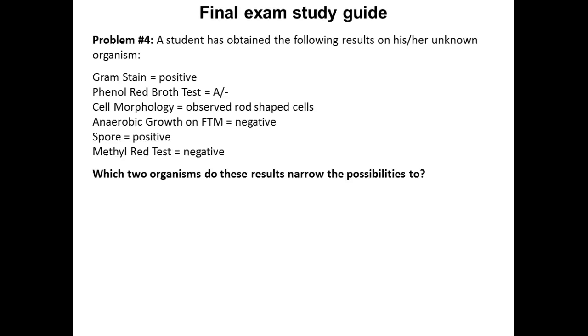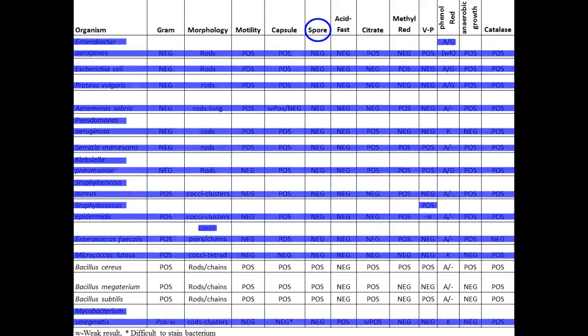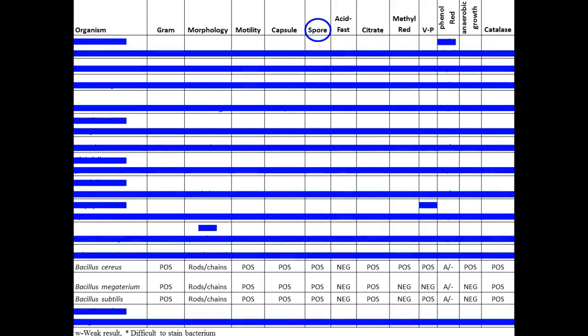Now for the next one, you ended up with 2 possibilities again, right? Which 2? 2 Bacillus, right? Bacillus megaterium or Bacillus subtilis. So the spore is a dead giveaway when it comes to Bacillus, right? Because those are our spore formers. So we can eliminate it down, bam, with that one result down to 3. Right? Take into account our methyl red and anaerobic growth. We narrow it down to just megaterium and subtilis.